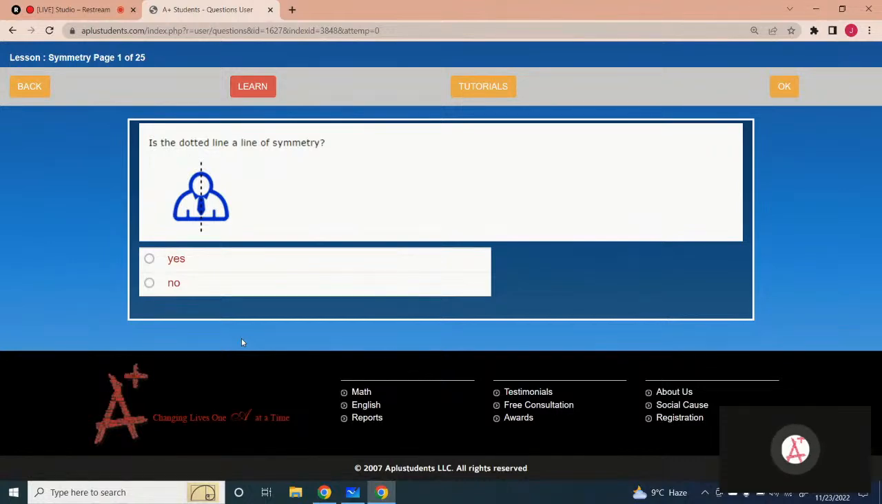Is the dotted line a line of symmetry? Yes or no? The dotted line is a line of symmetry. The answer is yes. Why? Because when you imagine folding the picture along the dotted line, got it? When you fold the picture along the dotted line, the two sides will match up exactly. That means the dotted line is a line of symmetry. So the correct option is yes.